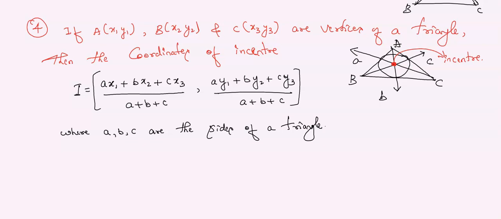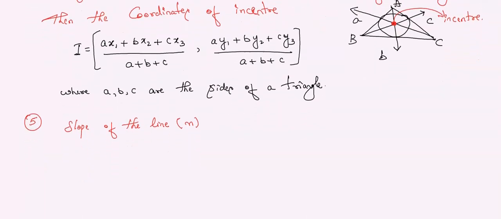Any doubts? Understood? Good. Now last, ultimately we have one more important formula, that is to find the slope of a line. My dear students, the slope of a line is denoted by the symbol m. In general, m is equal to y by x. Remember this.